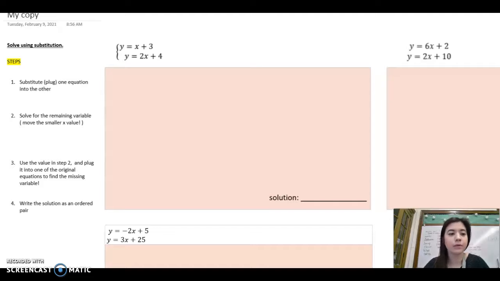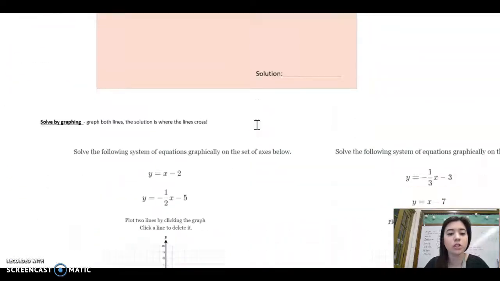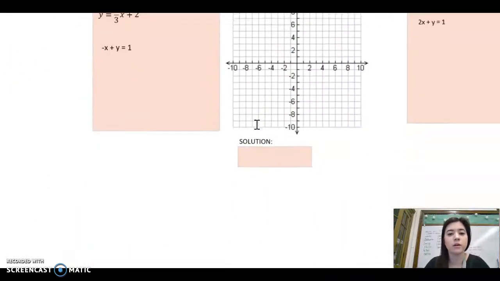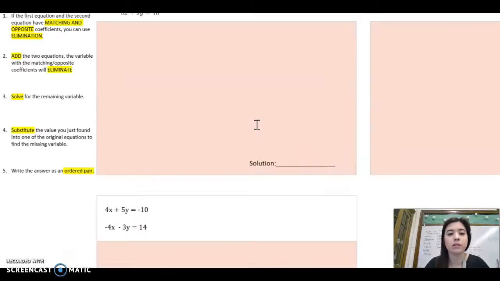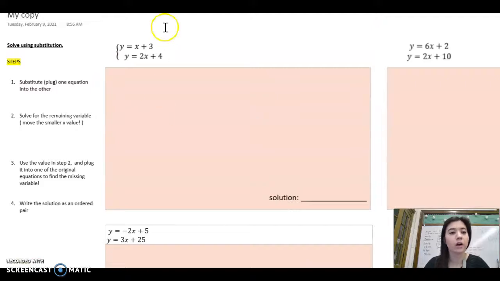This lesson is a review lesson for our summative on systems. It'll be on February 11th, or whenever you make it up if you happen to miss it on that day. So this is all about reviewing substitution, elimination, and then we'll spend a large chunk of time on some graphing.